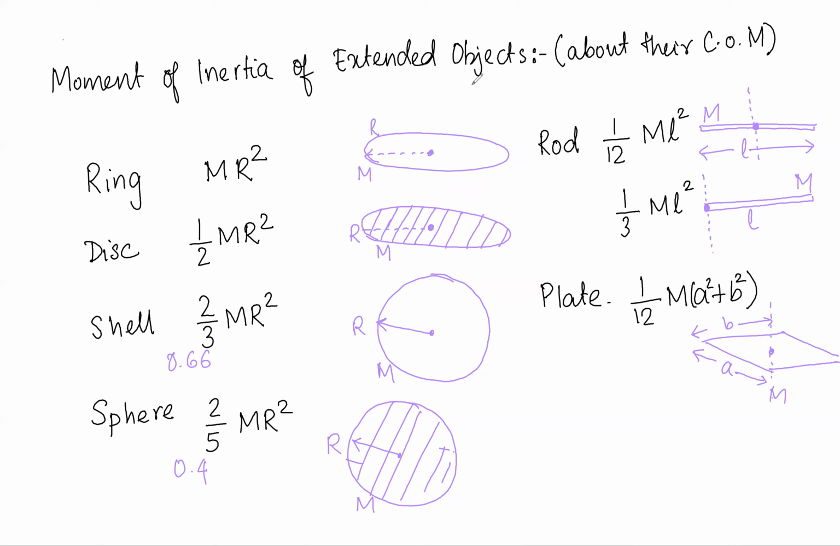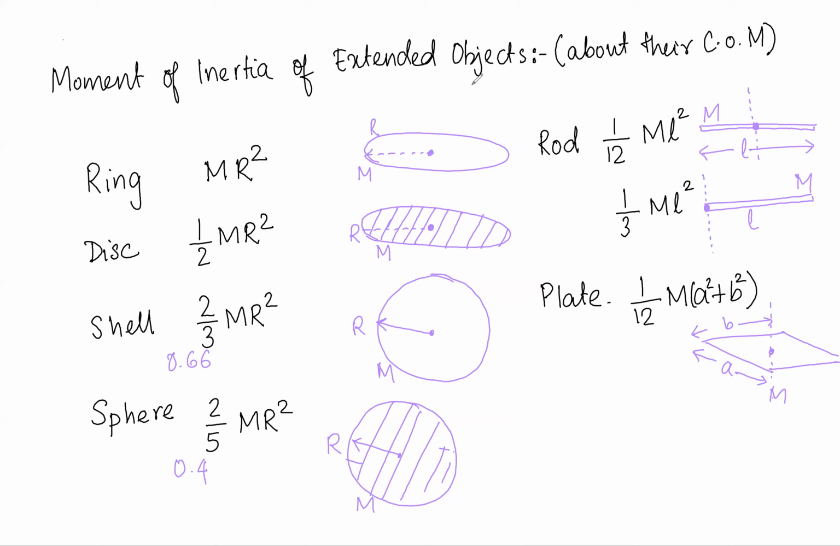Same logic applies. What is happening in a shell? All the mass is lying at the edge, far away from the axis. The moment of inertia depends on mass and it also depends on distance from the axis. So if the distance from the axis is more, the moment of inertia in that case will be higher. So the shell's is higher because all the mass is far away from the axis. But in the case of a sphere, some of the mass is lying very close to the axis.